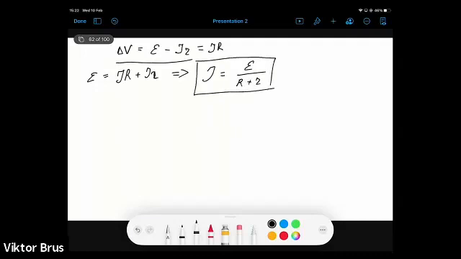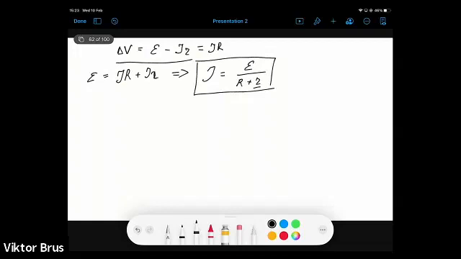So this equation, please remember, will be used for solving different problems. And keep in mind that you always need to take into account, besides the load resistor, also the internal resistance of the electric battery, unless it is stated in the problem that we have some ideal electric battery with internal resistance equal to 0.